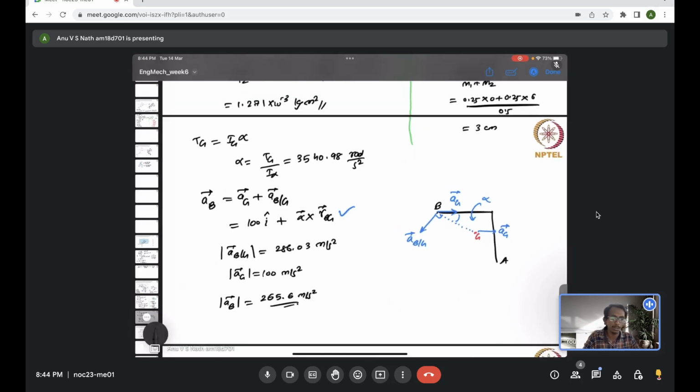So this is how you do it. I am not working out everything because we have a time limitation, but I am just explaining how to do that. I hope you will try this out and check whether you are getting the same result or not.